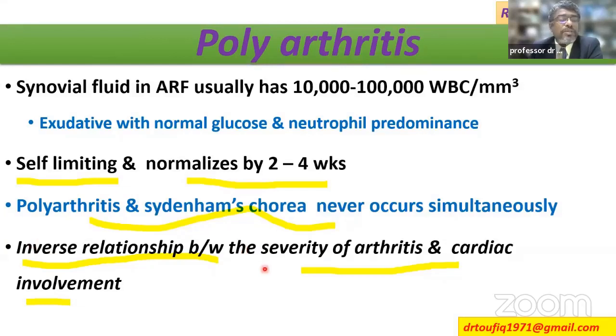There is an inverse relationship between the severity of the arthritis and cardiac involvement. That is, if a patient has cardiac involvement, usually his arthritis is much less. And if the patient has severe polyarthritis, then usually the cardiac involvement is less. That is, the relationship is inversely proportional. Severity is inversely proportional.